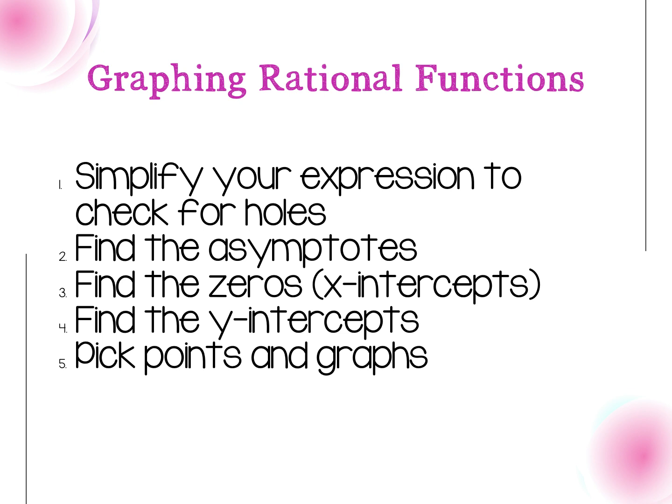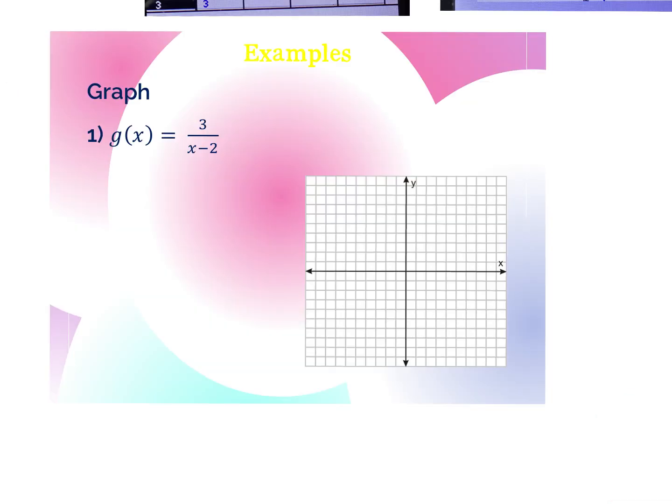Now, the additional points, they're coming right from your calculator. I want at least 2 points in between each vertical asymptote. And you're going to see what I mean by that in a minute. So now we're just going to do examples. Now we're going to do everything the same that we did yesterday. We're going to find all of our asymptotes first.